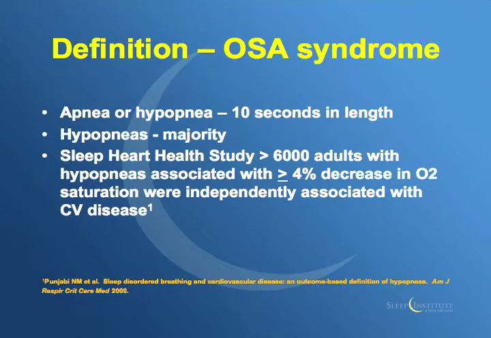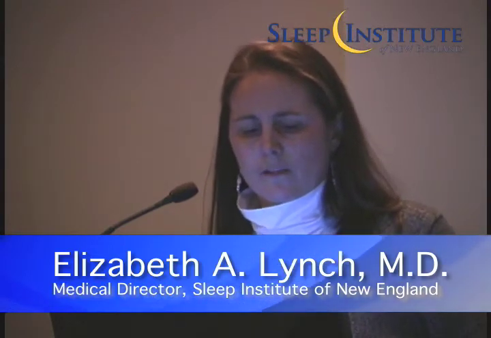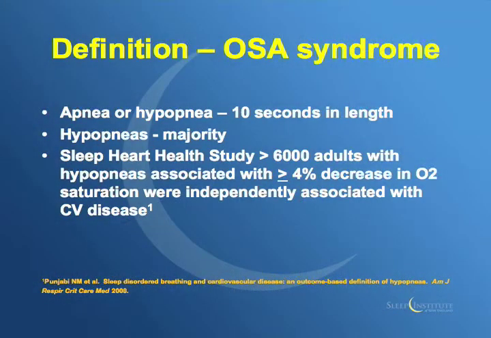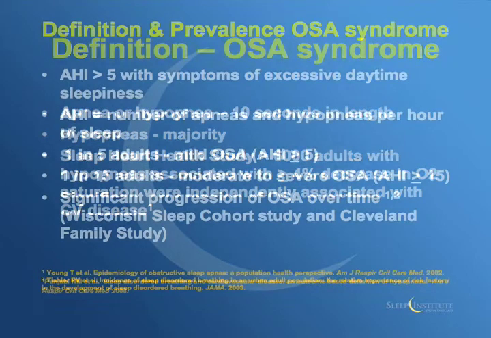In general, hypopneas are the majority of things that we see, although I have to say I think I see a lot of apneas as well. In the literature anyway, it says that the majority are hypopneas. In the Sleep Heart Health Study of over 6,000 adults, they showed hypopneas with a 4% or more greater reduction in oxygen saturations with the respiratory event is associated independently with cardiovascular disease.